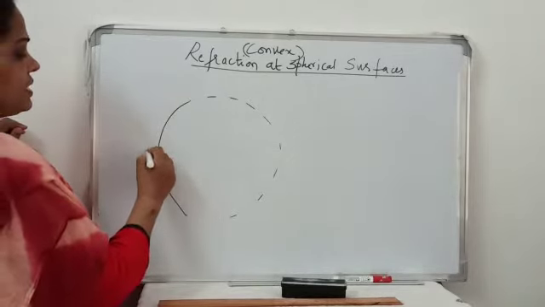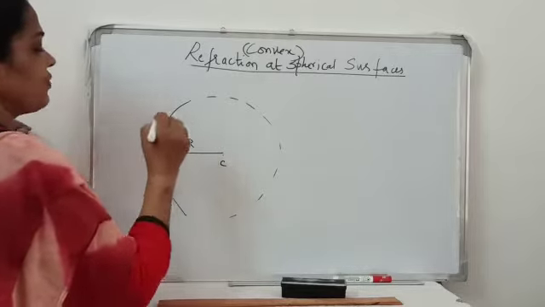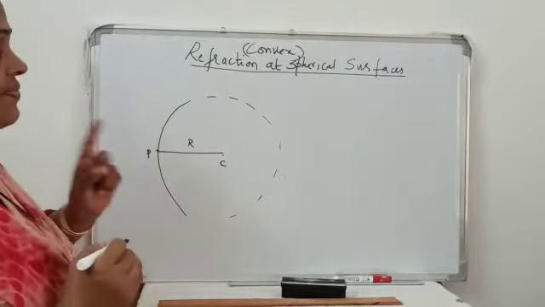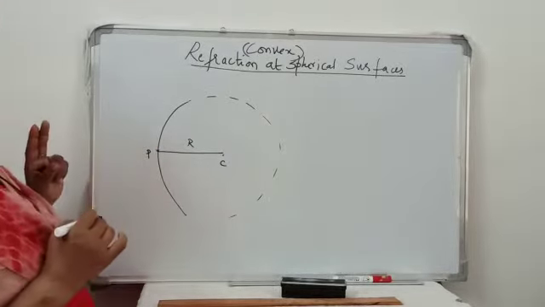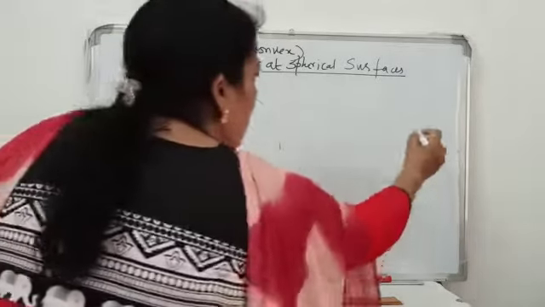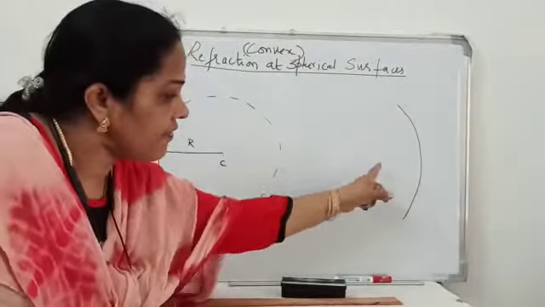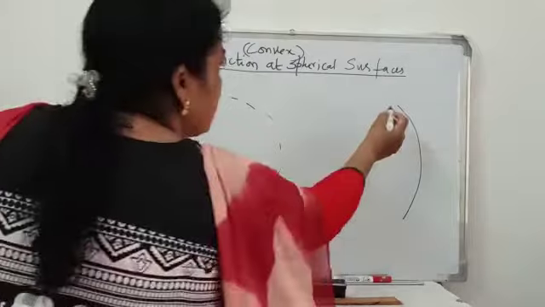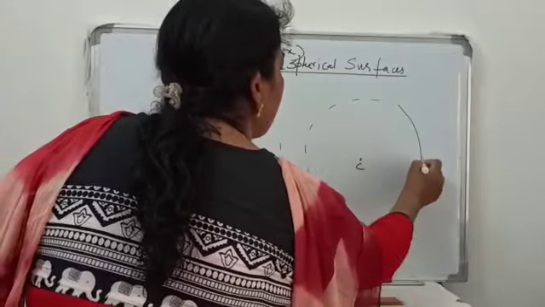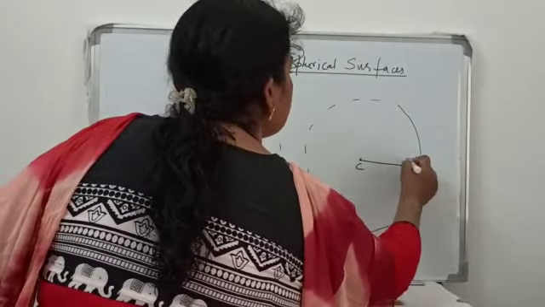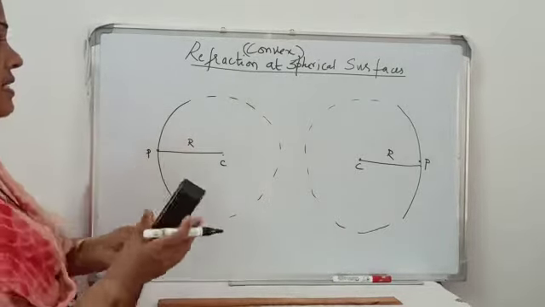The center we know is the pole. The center of the sphere is the center of curvature, and PC is the radius of curvature, which is positive for a convex spherical refracting surface. Here the convex surface faces the rarer medium. This is a concave spherical refracting surface. Here the concave surface faces the rarer medium. Since it is a part of a sphere, when we complete the sphere, this will be the center of curvature. This is the pole, and this distance is the radius of curvature, which is negative for a concave spherical refracting surface.